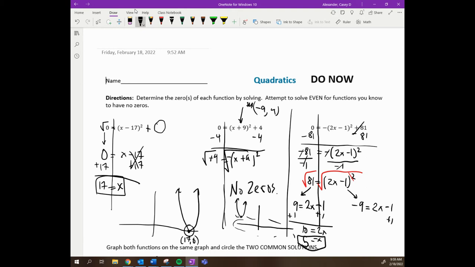And here I'll add 1 to each side, and then I would have negative 8 equals 2x, and therefore x would equal negative 4. So that's how we would find those two zeros. And I won't go over the graph on this one.